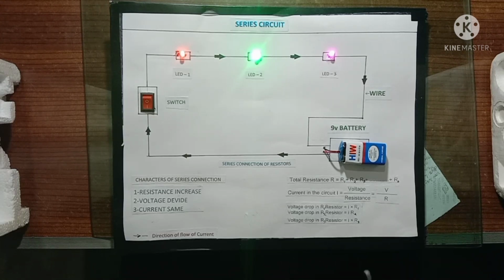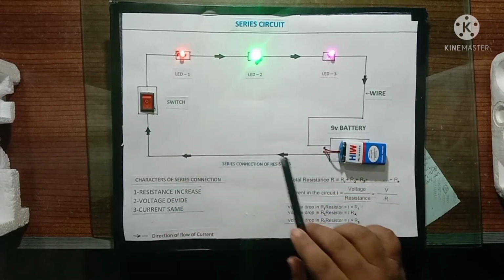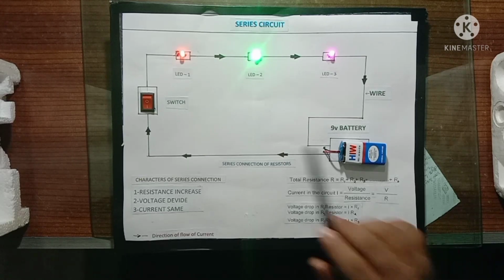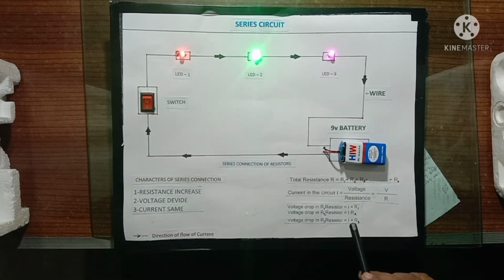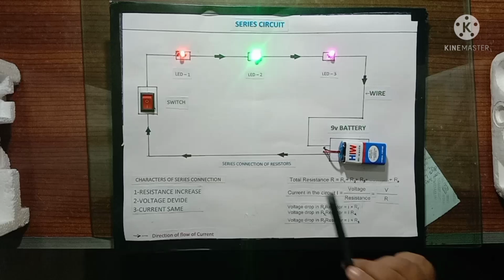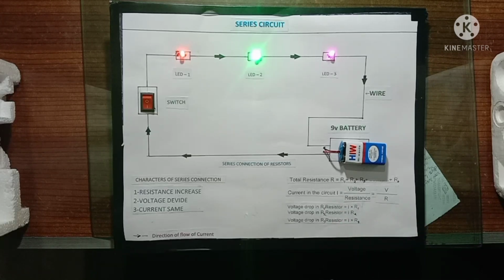And for calculating voltage drop in each resistor, we know in a series circuit voltage is divided. For calculating voltage in resistor 1 we use I into R1. For finding voltage in R2 we use I into R2. For finding voltage in R3 we use I into R3. Using these formulas we can calculate voltage in each resistor.